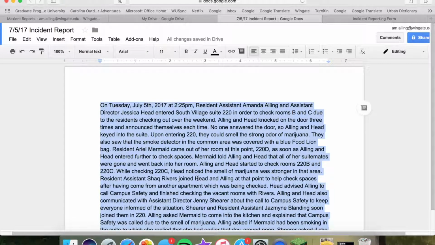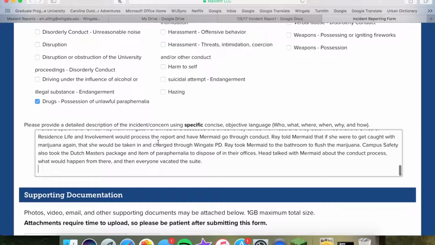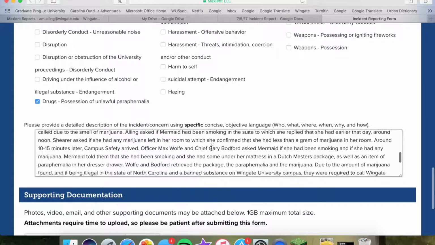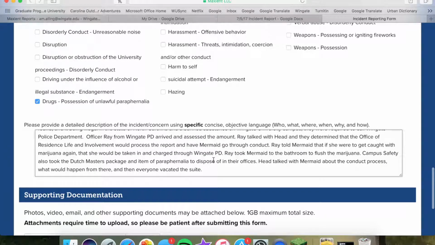Copy it from your Word document, go back to your Maxient report, and paste it in there. Read it through once more to make sure everything is correct, you have all of the information that was relevant, and you are ready to proceed.